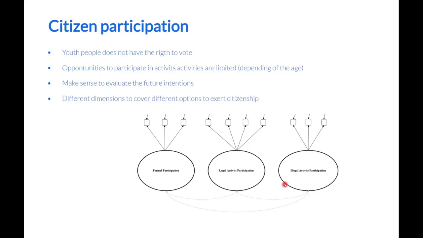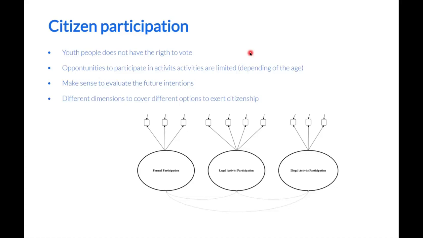And another element to discuss is the different dimensions to cover different options to exert citizenship. It's a huge discussion about the different dimensions of participation. And here, I will use, and you can read a lot of these dimensions. We have the formal part of participation, the relation with the state, mainly, how people relate with the state, mainly through voting or doing membership in the parties, for example.